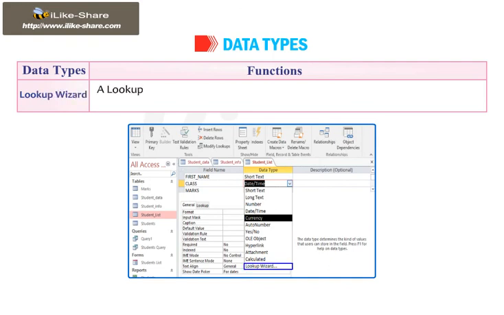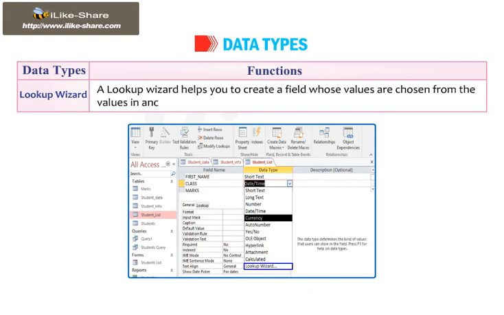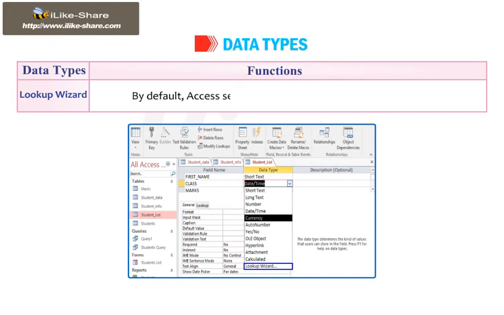Lookup wizard. A lookup wizard helps you to create a field whose values are chosen from the values in another table, query, or list of values. By default, Access sets lookup fields to the number data type.